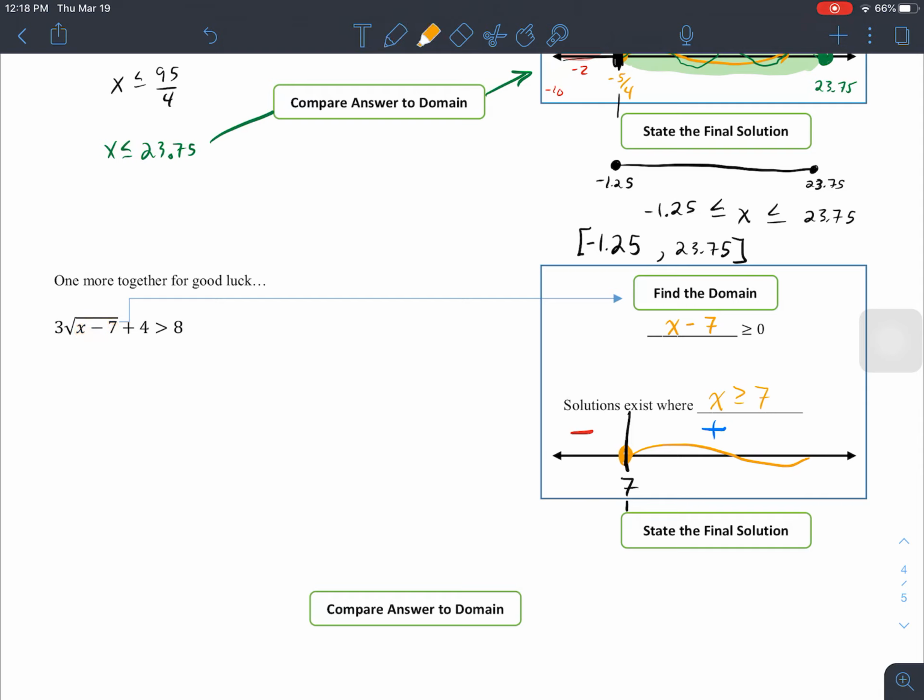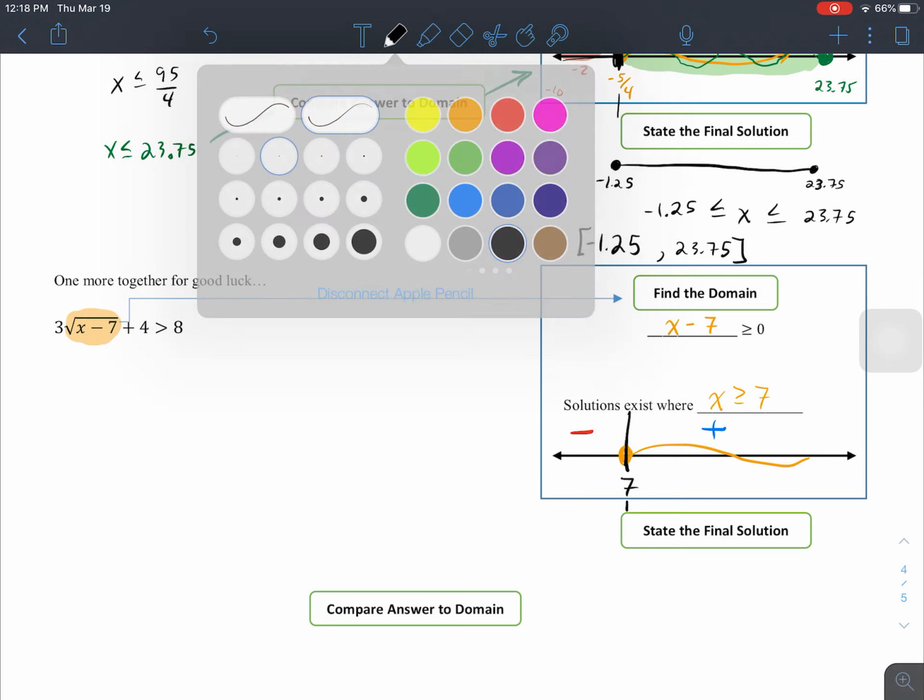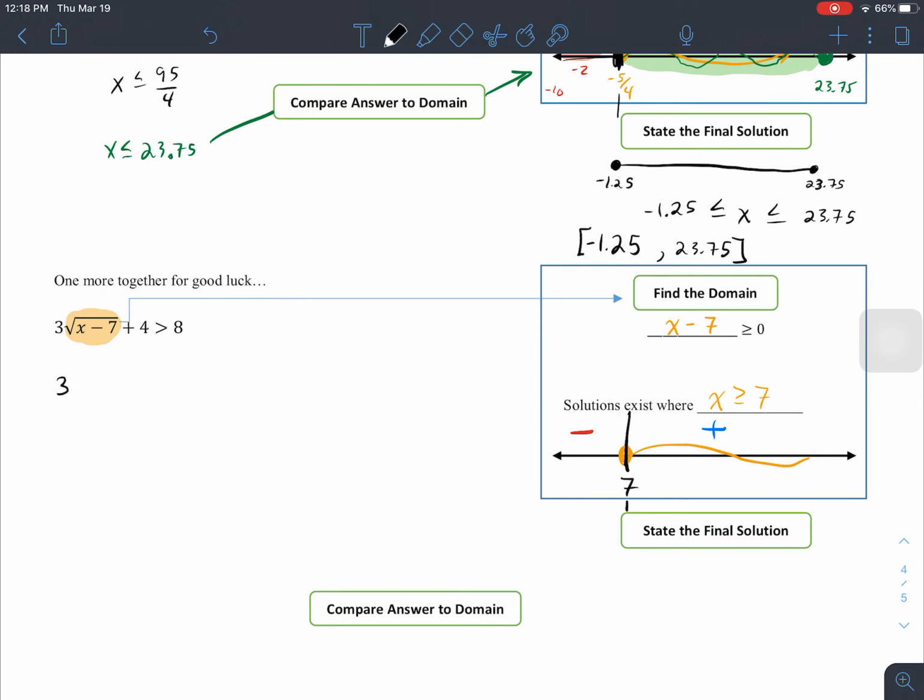So when I solve, I'm going to visually compare it to that and make sure we don't cross into that range. Now for solving, remember we have to get the radical by itself. So box, circle it, colored markers, pens, highlighter, whatever. So when I do that, I'm going to subtract the 4 first.